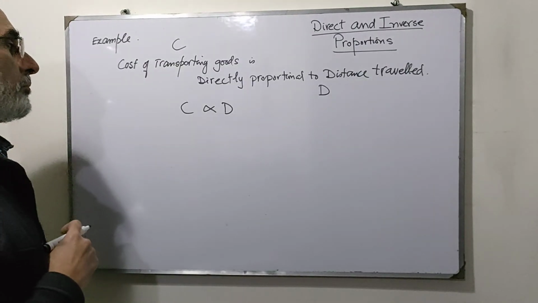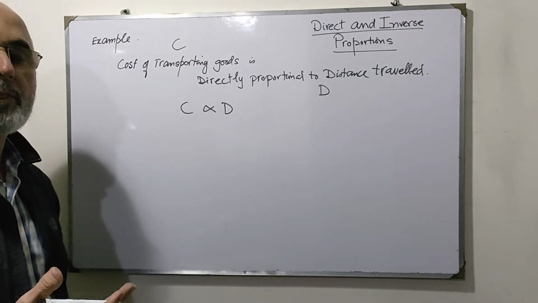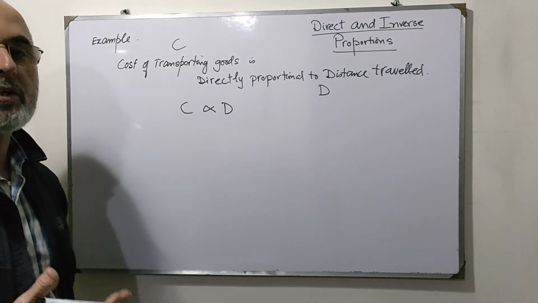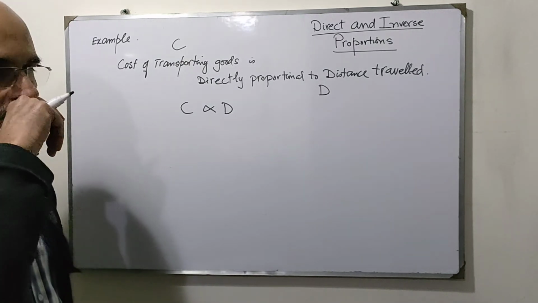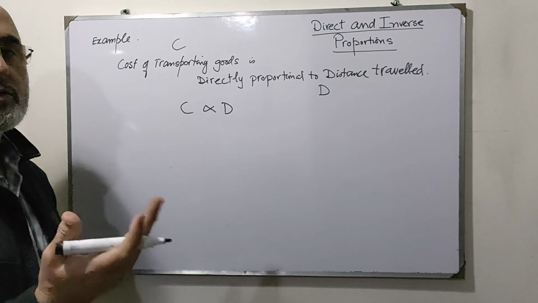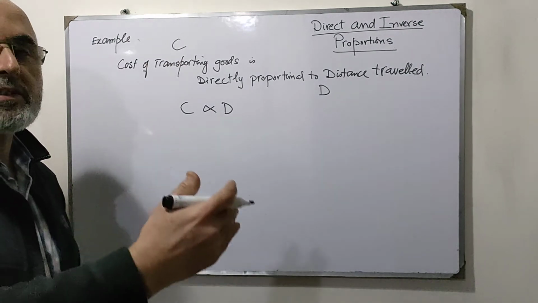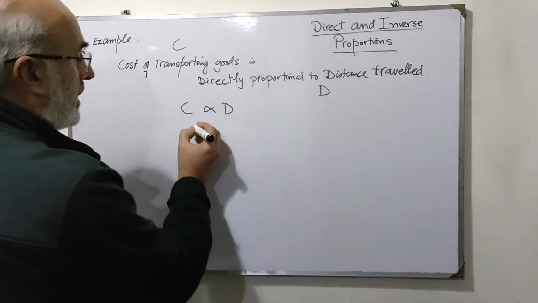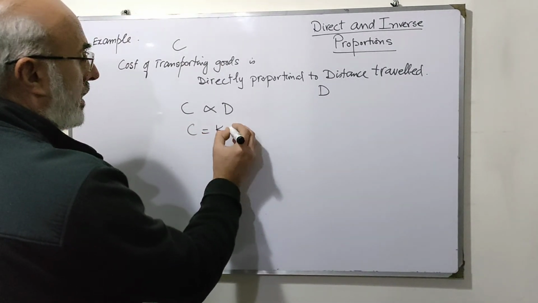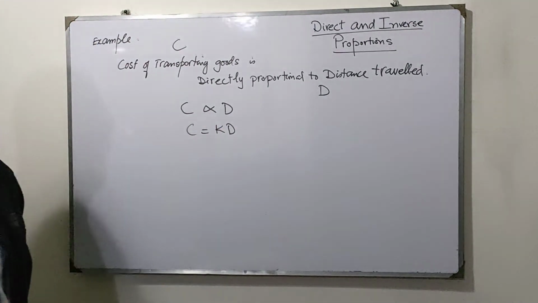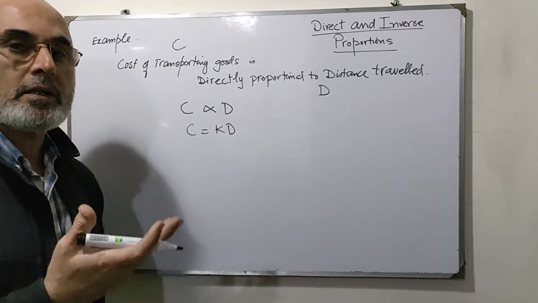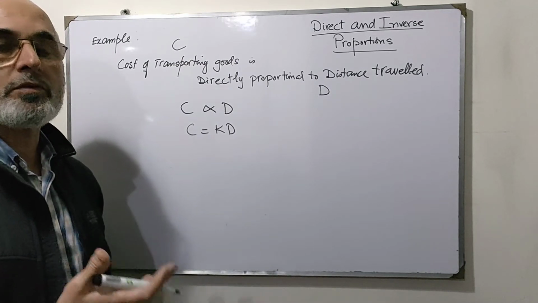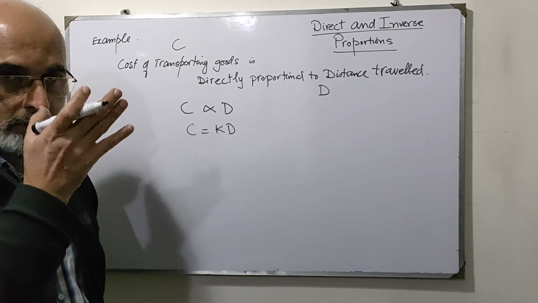And we know that if we have two quantities, their ratio is always equal to a constant, because they are increasing or decreasing with the same ratio. For that, what we did was we said C is equal to KD, and this K is the constant, and if we are comparing the ratios, the constant is always going to be the same for any two quantities.